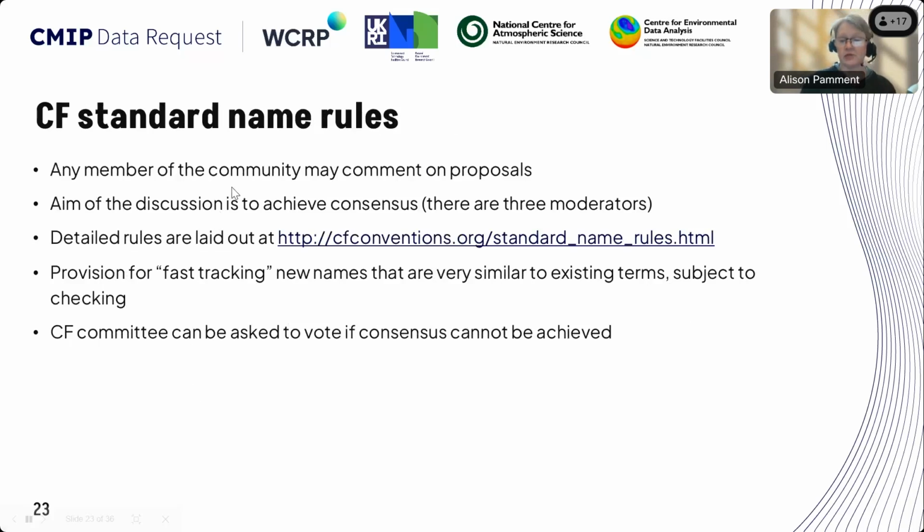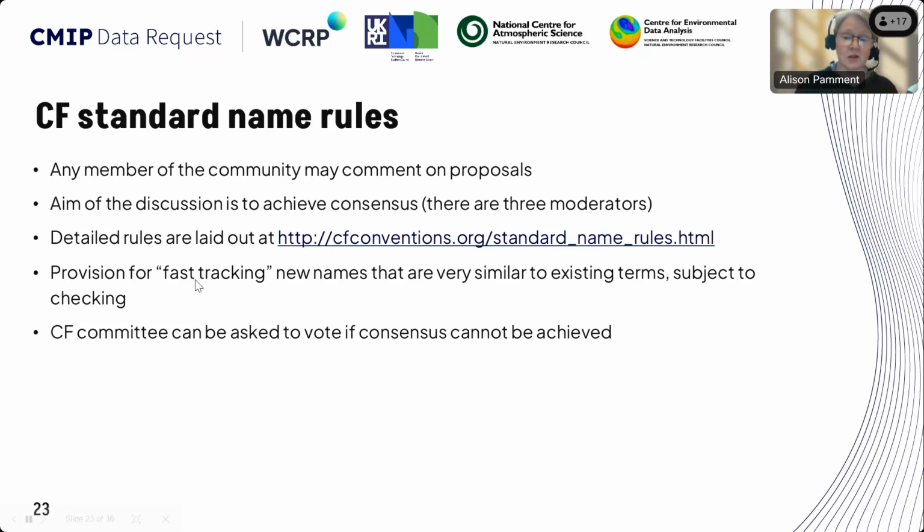So yes, as I said, any member of the CF community can comment on the proposals. The aim is to achieve a consensus within the CF community. We do have detailed rules about when a name can be accepted. I mean, we don't have to have absolutely unanimous consensus. If we have nine out of 10 people agreeing, probably that would be enough to get a name accepted.